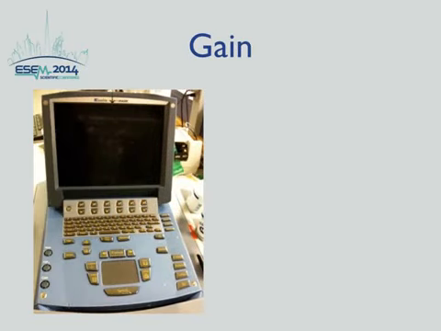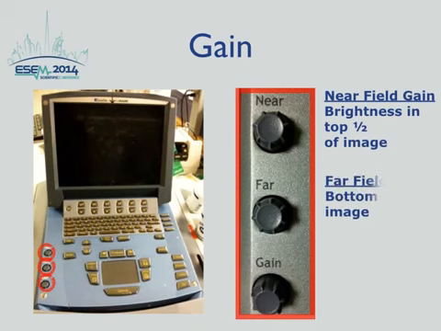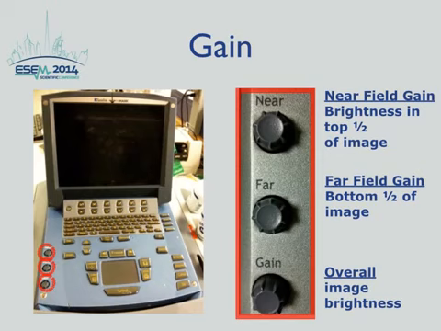The gain button is important to adjust the brightness of the image that you produce. In this machine, you will find 3 different gain buttons that you can use to adjust the brightness of the image. The near field gain will adjust the brightness in the top half of the image. The far field gain will adjust the brightness of the bottom half of the image, and the last one adjusts the overall image brightness.